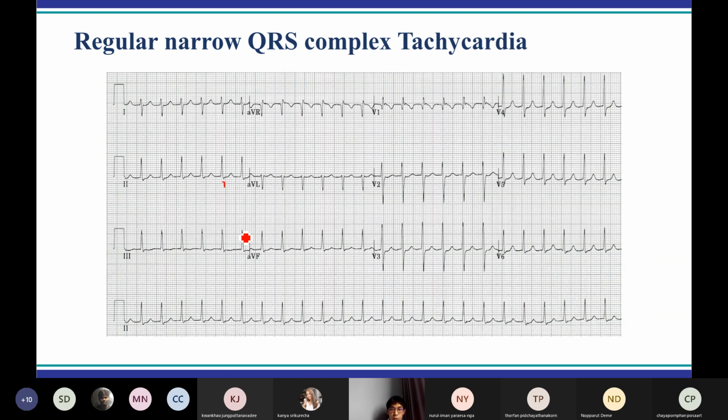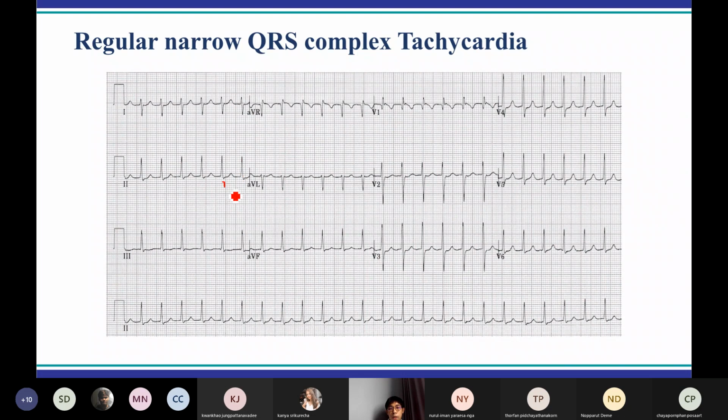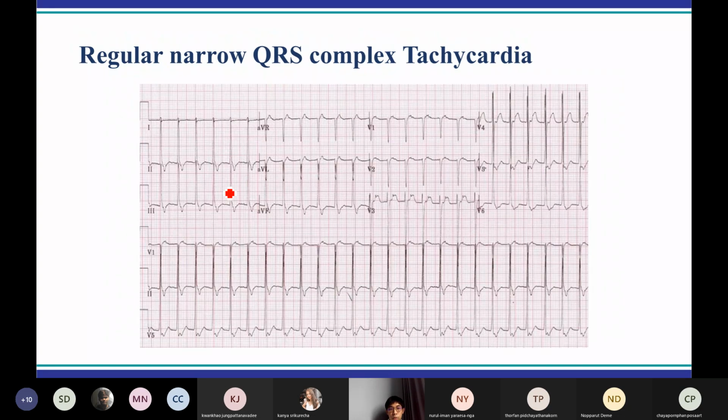Okay, this one is AVNRT because I think it's a very short RP, less than 70 milliseconds. Comparing to this one, the P wave is here. The P wave is a bit longer than that one. This one, the RP interval is more than 70 milliseconds. So the first diagnosis is AVRT, the orthodromic AVRT.